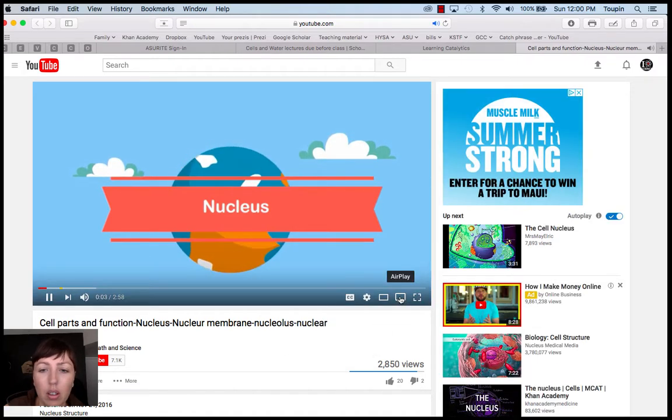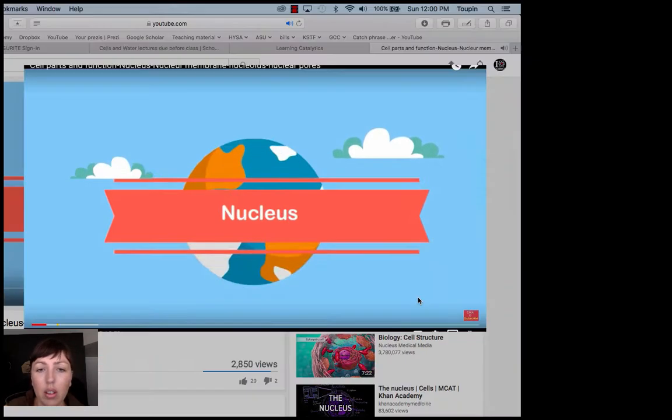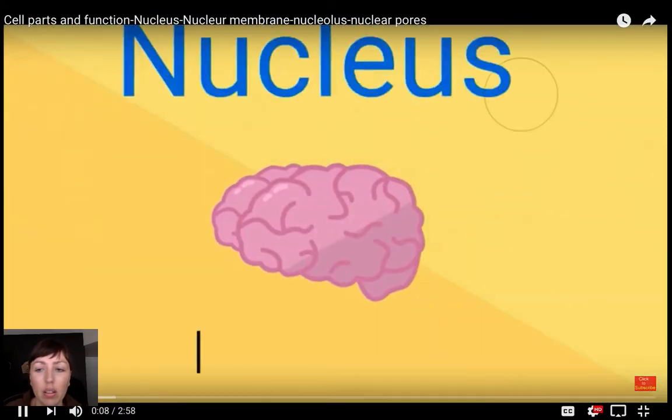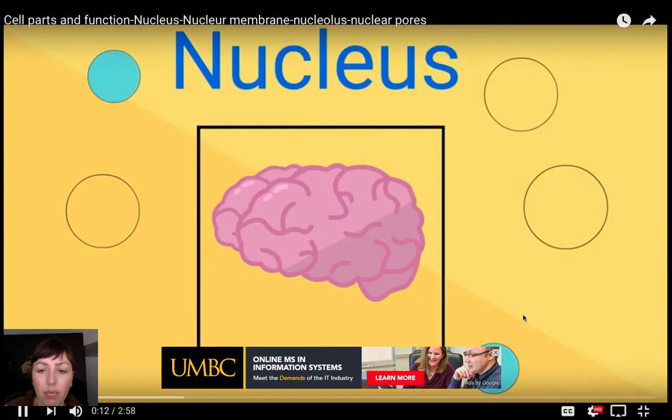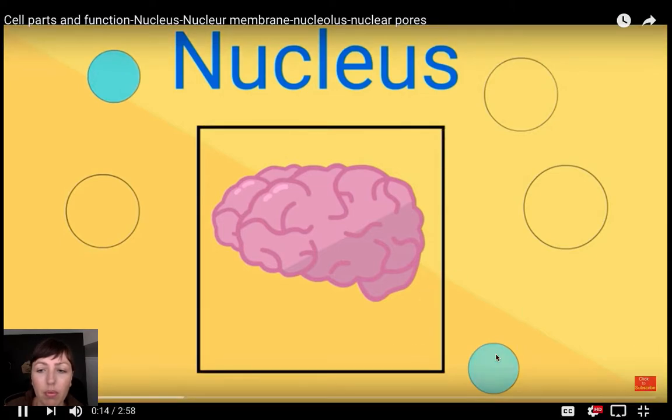In this video, I'd like to look at the nucleus. I've always heard that the nucleus is the brain of the cell. But why is it the brain? And what are the major parts of the nucleus?